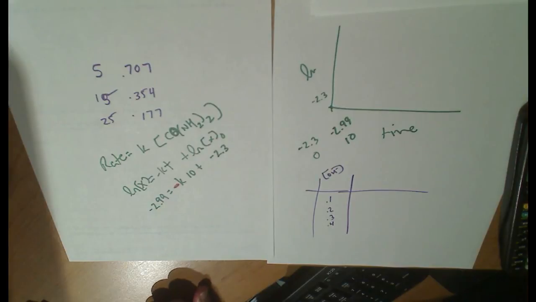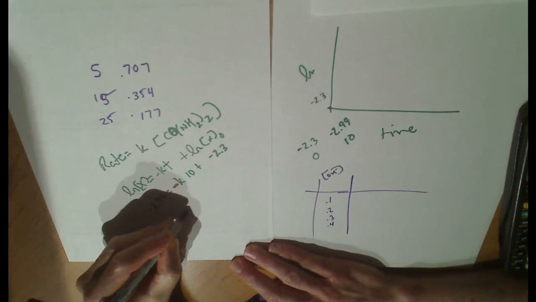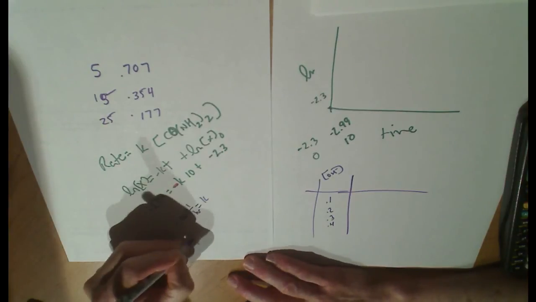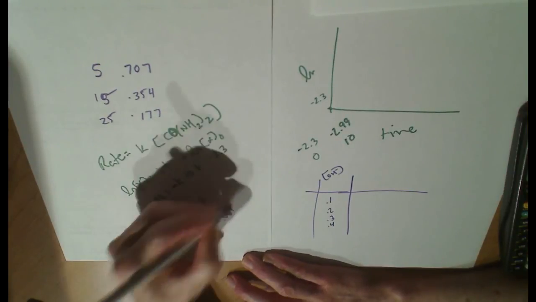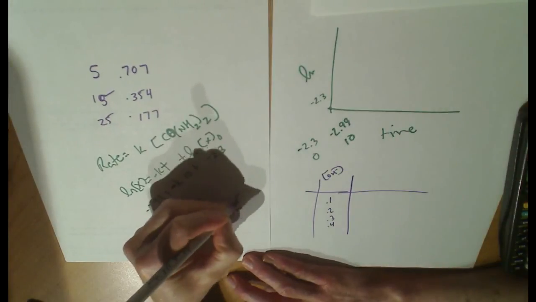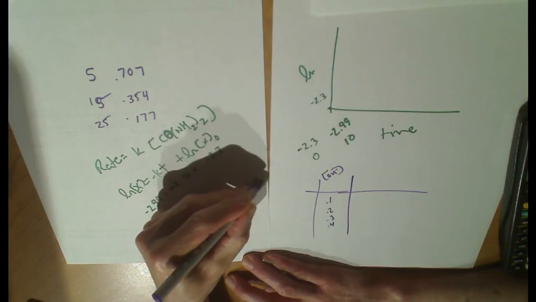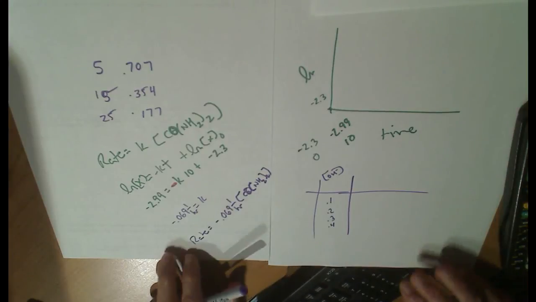So just out of curiosity, negative 2.99 plus 2.3 divided by 10. I'm thinking it's negative 0.069 is equal to K, so that's 1 over hours. And then the actual rate law is rate equals negative 0.069 per hours times the concentration of urea. And is that off screen? No, you can see that.